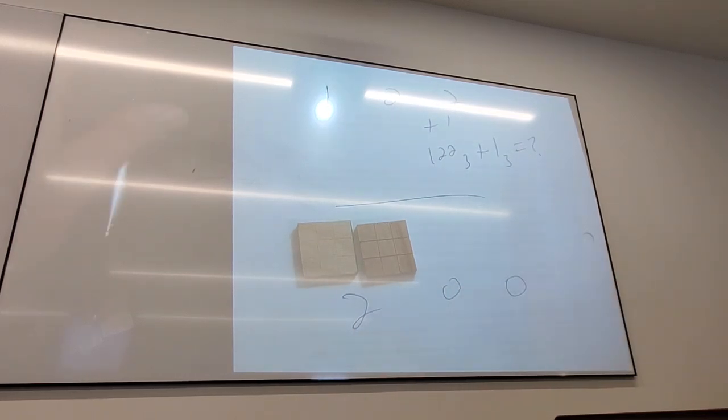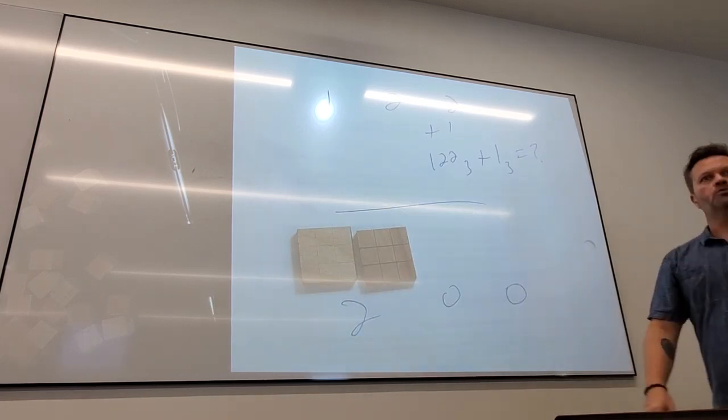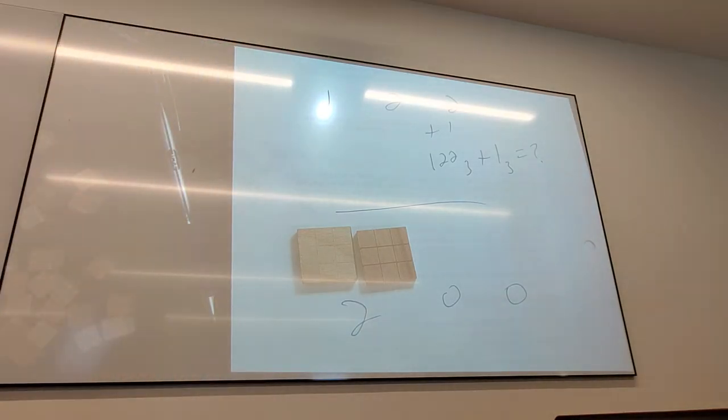If you think about it, what's 199 plus 1? 200. So what's 122 base 3 plus 1? 200, because the highest digit is 2. So of course it's going to roll over. So you physically can see the carrying over. Yes? Let me do it again.